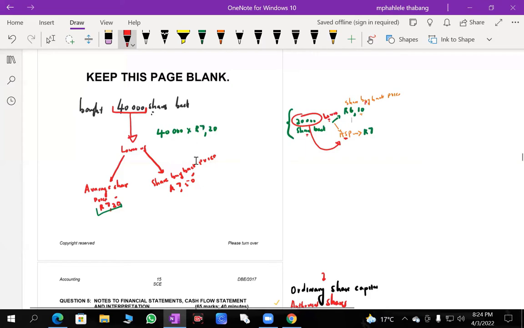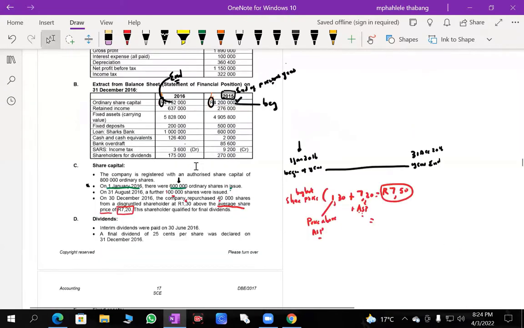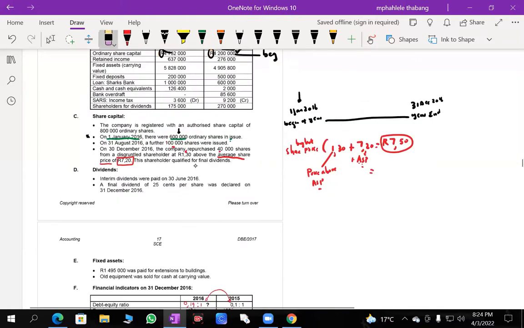In this case, on the activity that we are doing, we need to read the information very carefully. We need to repurchase 40,000 shares. We need to know the average share price and the share buyback price, that is, what we paid to buy these shares back. The information clearly states that the average share price is 7 rand 20.